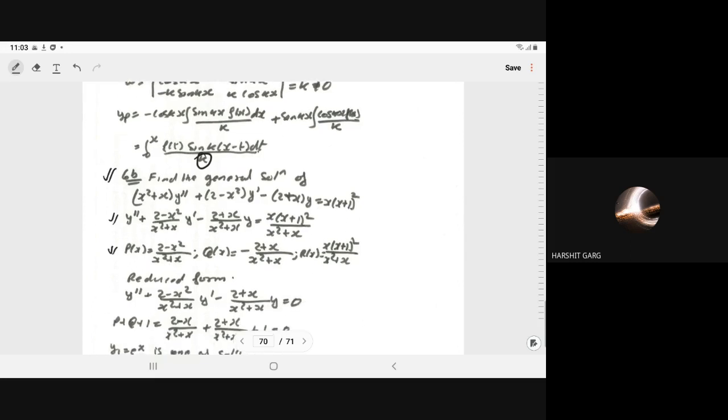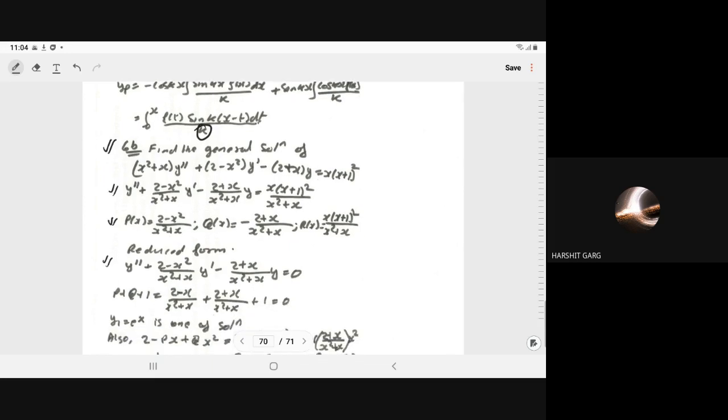From the complete equation, if you put R(x) = 0, we have the reduced equation y'' + ((2 - x^2)/(x^2 + x)) y' - ((2 + x)/(x^2 + x)) y = 0. From here, by inspection, we observe that p + q + 1 = 0. So this implies that one solution will be y = e^x.